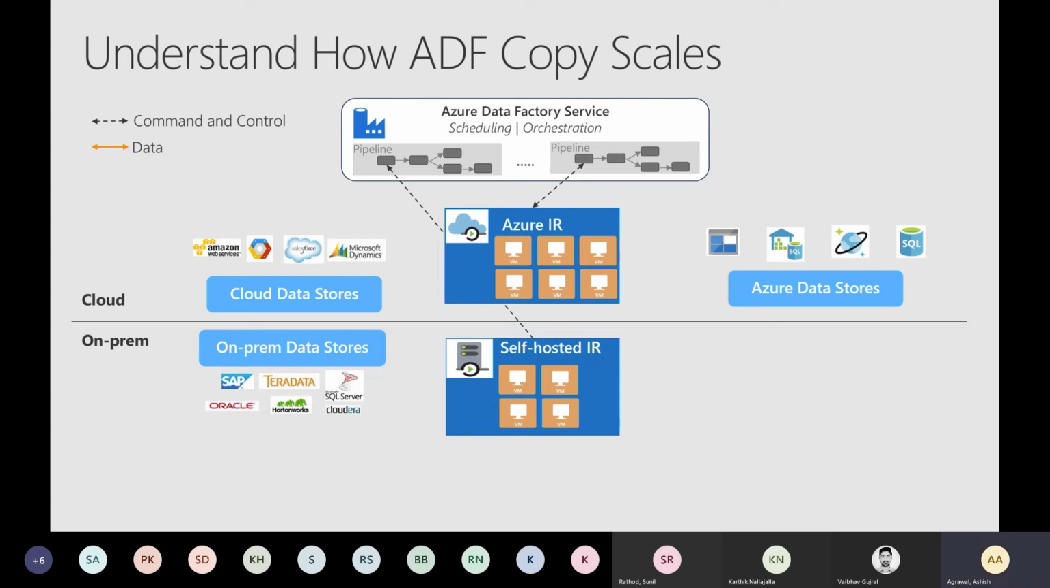Same thing goes with writes. A single copy activity can not just read using multiple threads, but can also write using multiple threads. So if you're writing to Azure Storage or ADLS storage, you will see a tremendous performance boost if you use scale out strategies like this with the write operations as well.